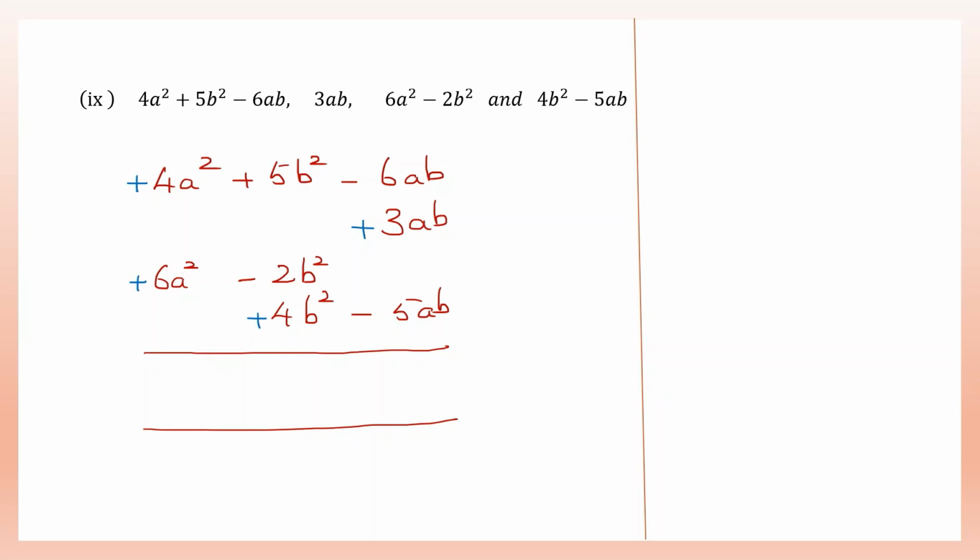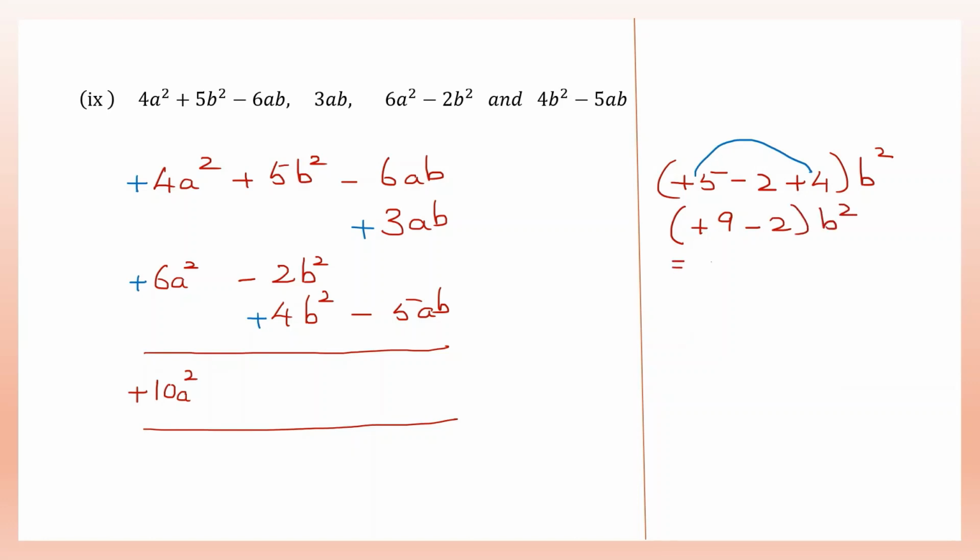Okay, now let's start. The first one, there are only two terms, so let's do it here itself. When signs are the same, put the same sign and add. 6 plus 4 is 10a square. Now b square, there are three terms, so let's do it in the working column. Write down only the numbers. Plus 5 minus 2 plus 4 b square. Add up the numbers with the same sign. These two numbers, so we get plus 9 minus 2b square. When signs are different, put the sign of the bigger number and subtract. 9 minus 2 is 7b square. So plus 7b square.